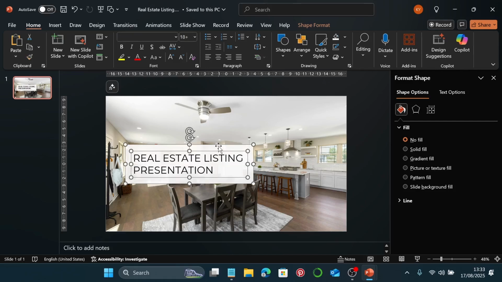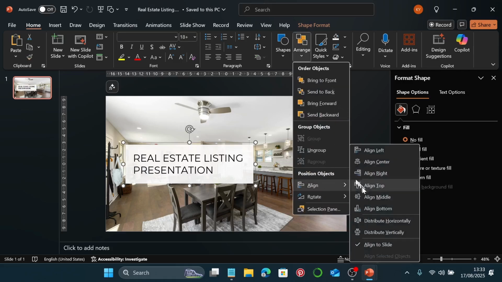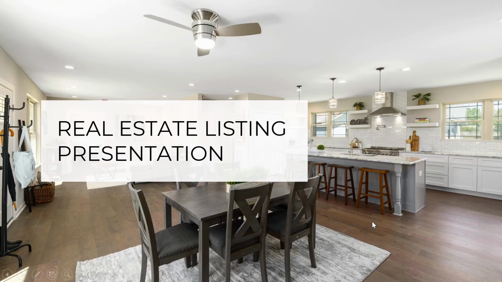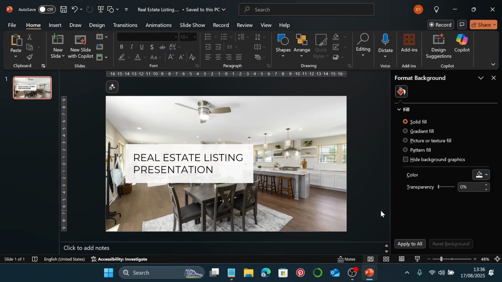Select both of them, group it, go to arrange, and then align middle. That's it. Let's see it for a moment in the slideshow. Yeah, this is our title slide. Let's create the next slide. So we're going to duplicate this slide.